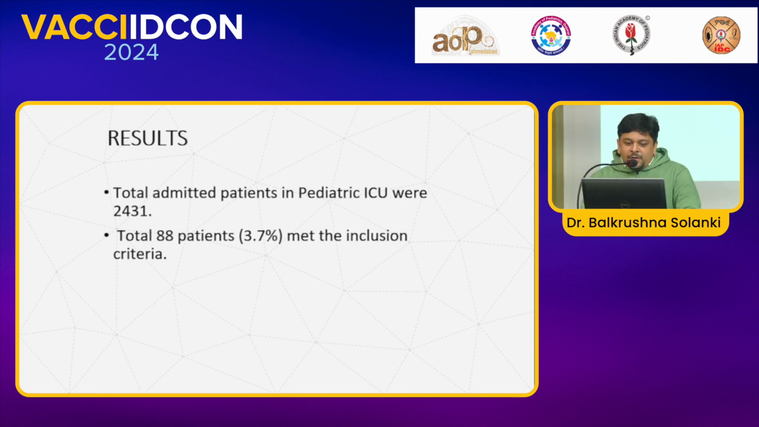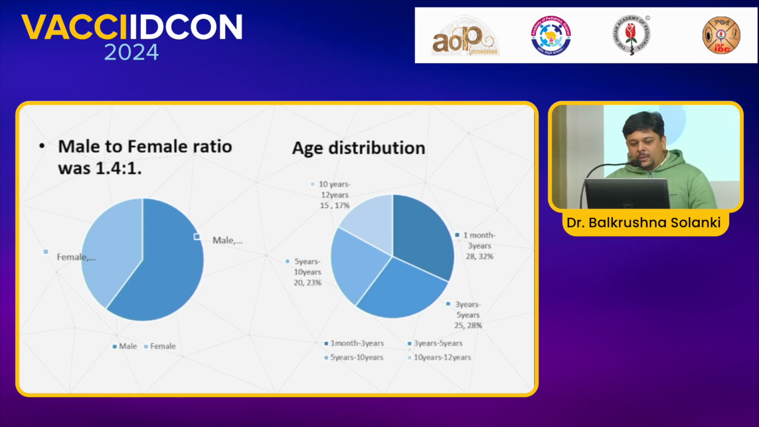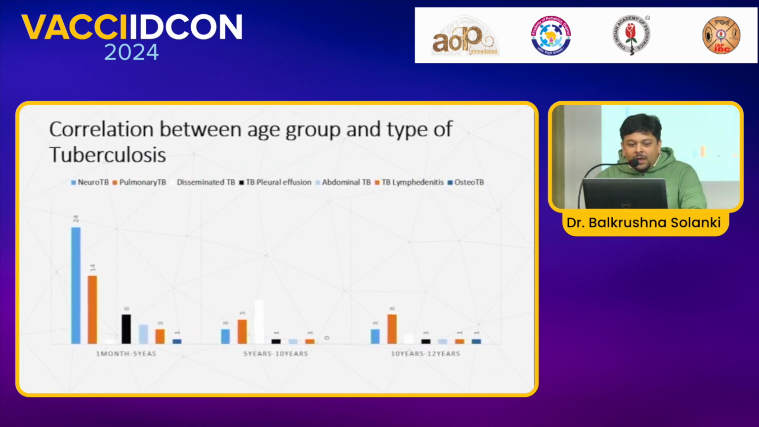Total admitted patients in pediatric ICU were 2,431. Total 88 patients, which is 3.7%, met the inclusion criteria. And male-female ratio was 1.4:1. And age distribution, as you can see on the chart. Number of patients diagnosed with different types of tuberculosis is percentage-wise on the slide. Correlation between age group and type of tuberculosis.